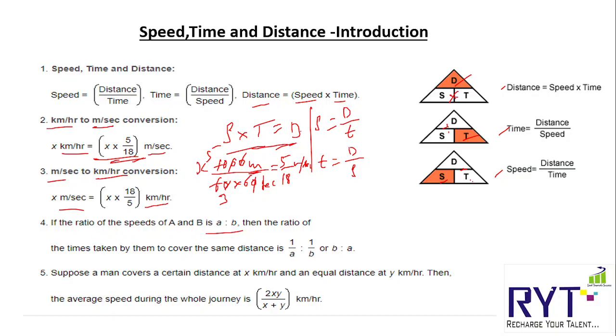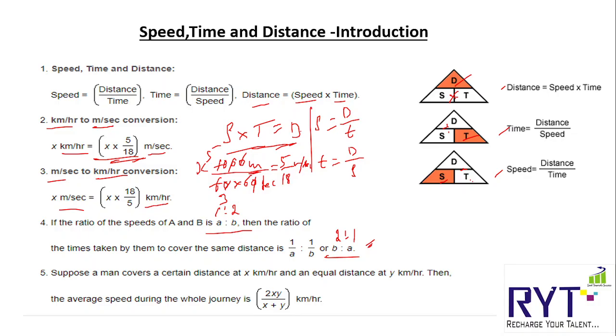So if the ratio of speed is, say, A is to B, 1 is to 2, the ratio of time taken will be 2 is to 1. It will be reverse, right? Quite commonsensical. If I am going at double the speed of my friend, I will take half the time. If he is taking 1 hour, I will take half an hour because I'm driving at double the speed. Quite simple. You will not have too many questions on this, but you should know the concept.